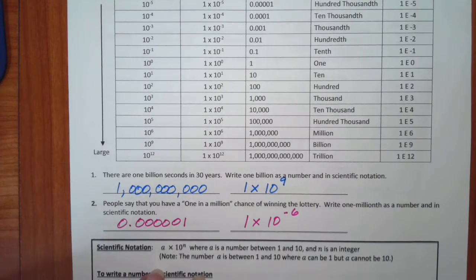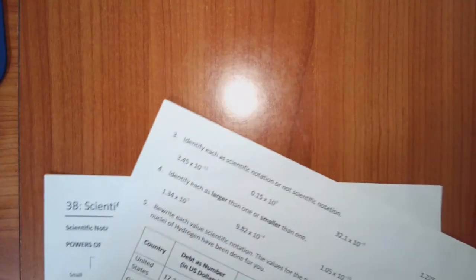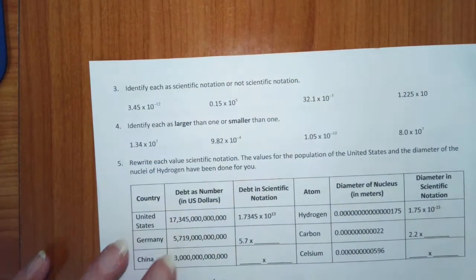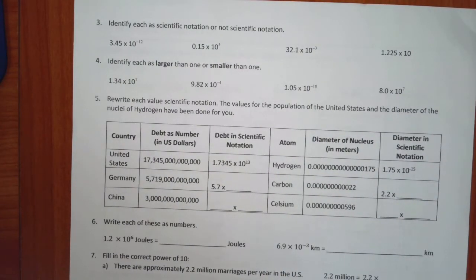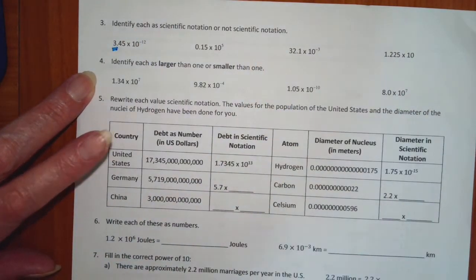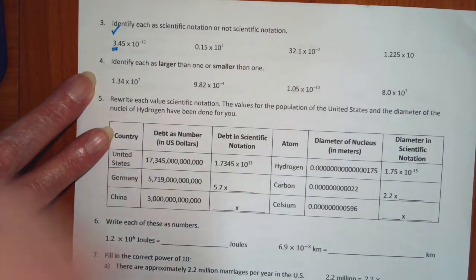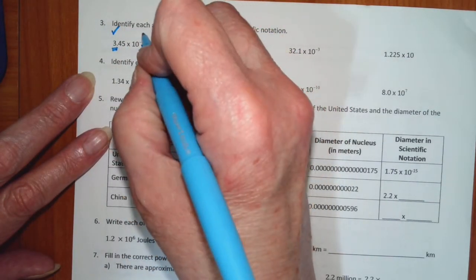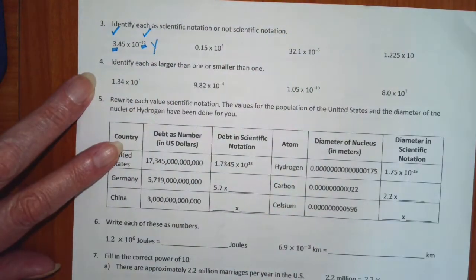Okay. All right, well, let's look at a couple of numbers and see if they are actually in scientific notation or not. It has to meet two conditions. The number to the left of the decimal has to be between 1 and 9, and the exponent has to be a whole number, an integer. Okay, so let's look at these and see if this is yes or no. This number is between 1 and 9, so that checks. Negative 12 is an integer, so that checks, so yes, this is scientific notation.